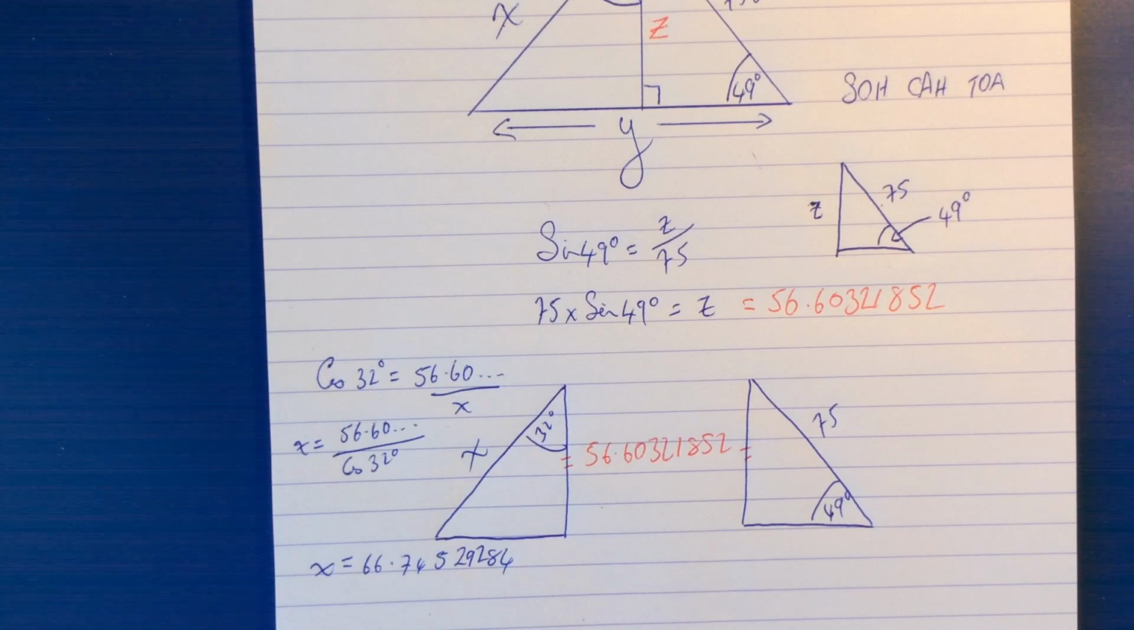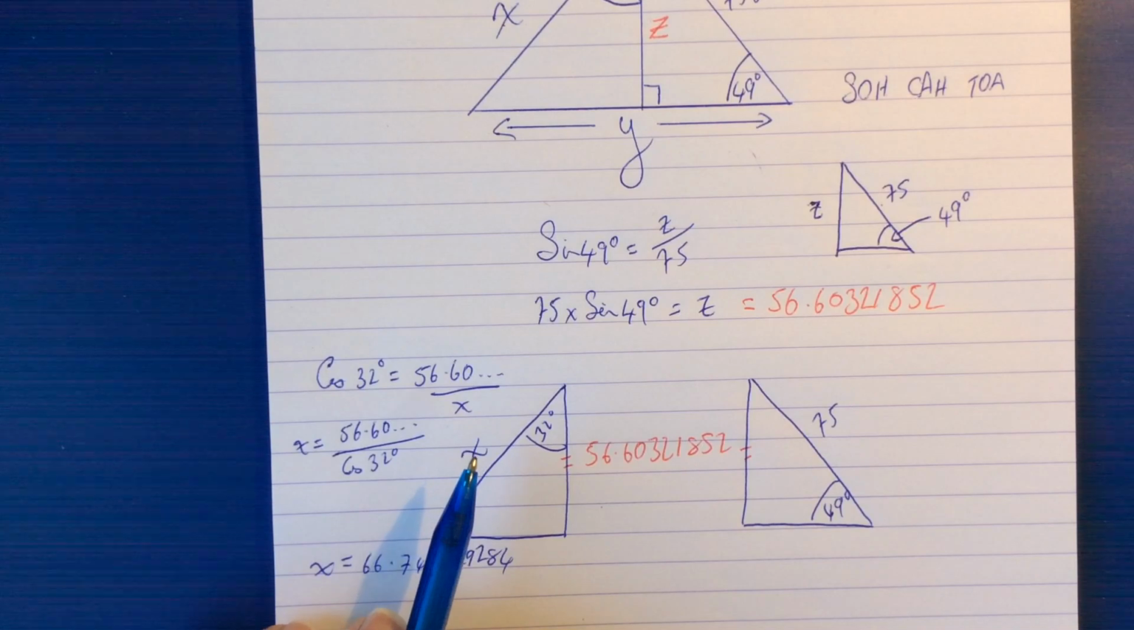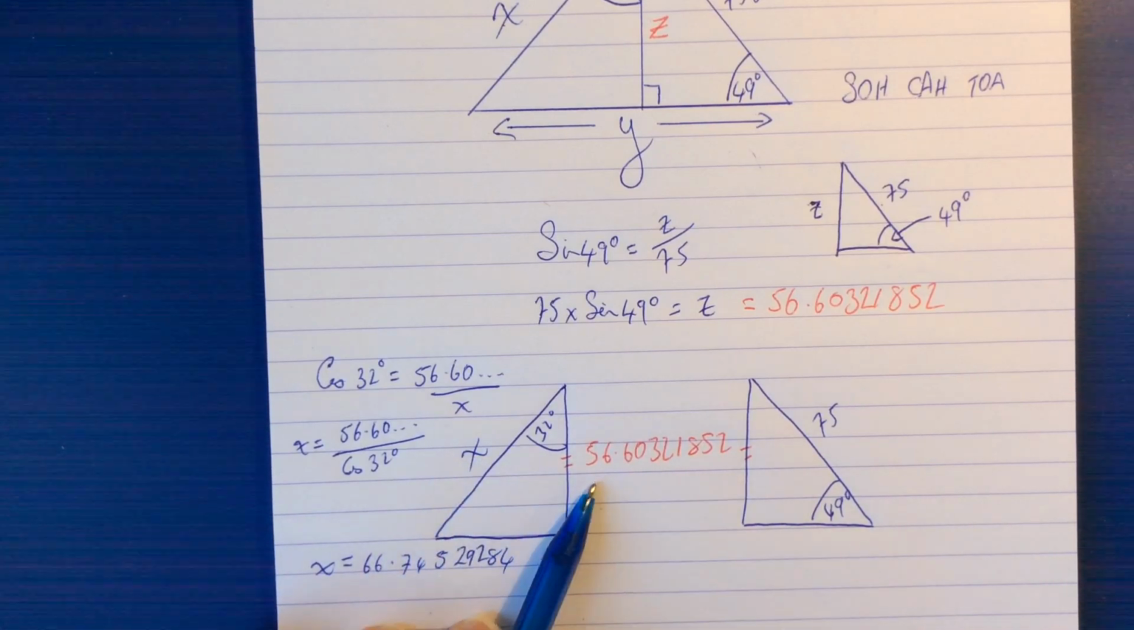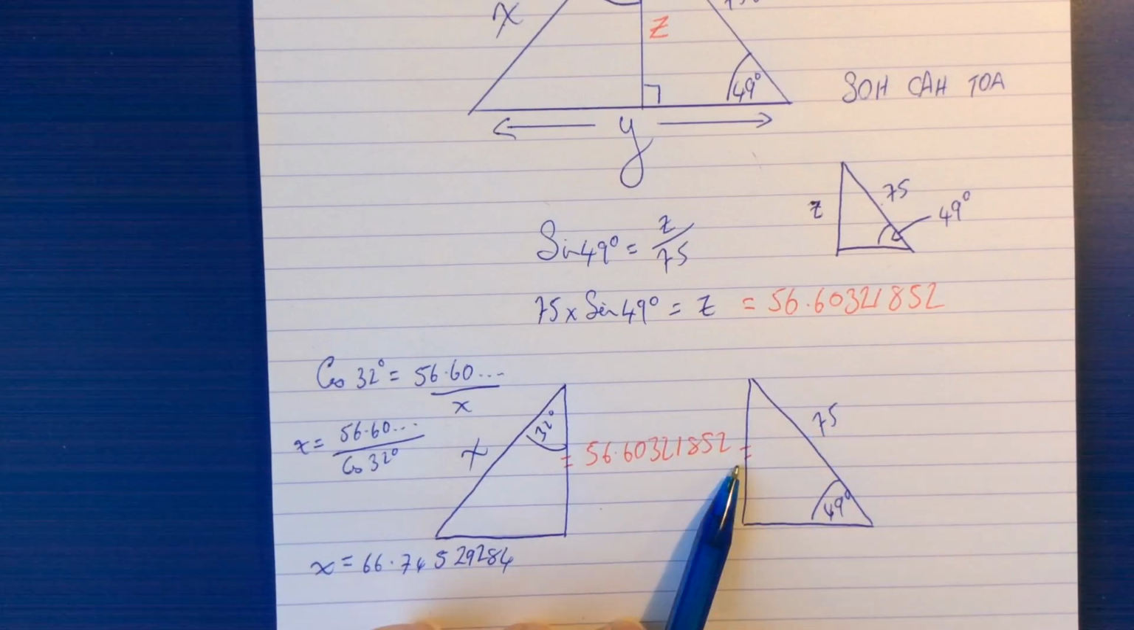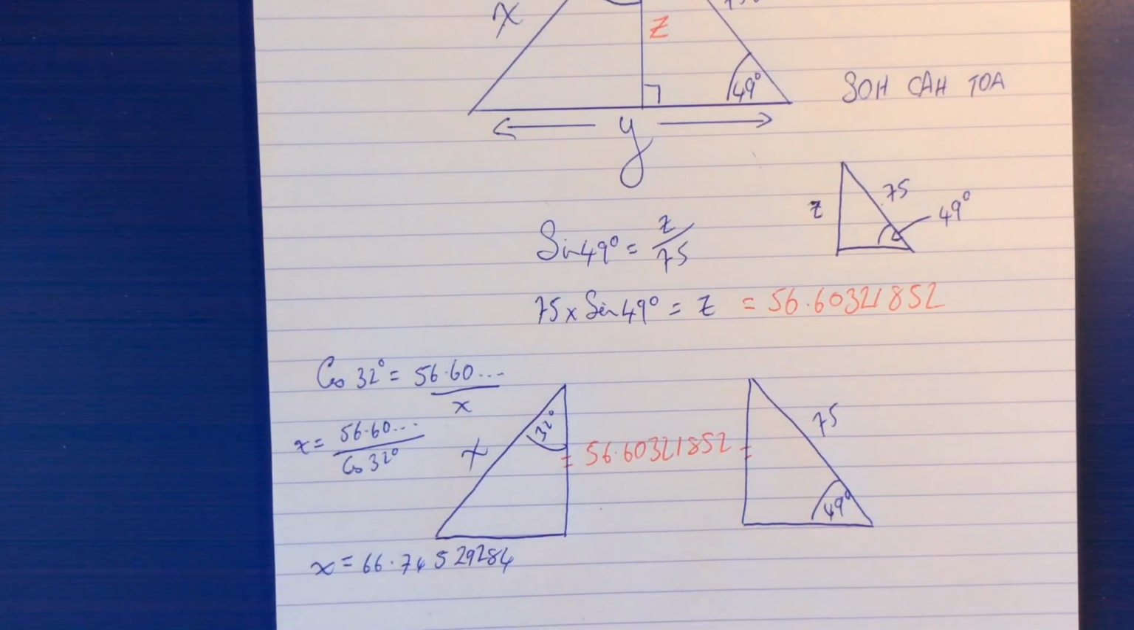We can also use Pythagoras, because this length squared minus this length squared will give us this length squared. This length squared minus this length squared will give us this length squared. And that would be my preferred method because it takes you out of the realms of trigonometry and it's generally a little bit faster. However, I'll do this using trigonometry.